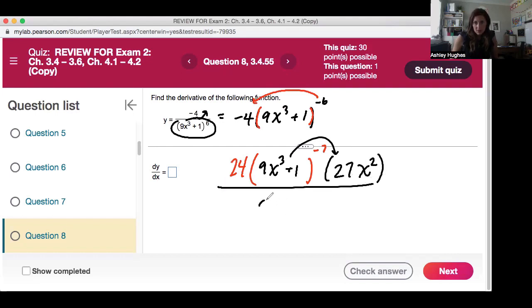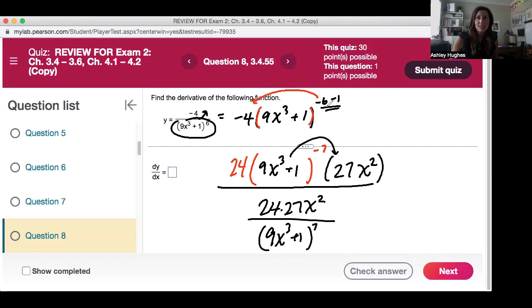And so if you want to simplify, you can multiply 24 times 27, x squared, and then on the bottom, you have 9x cubed plus 1 to the 7th. Again, when you subtract 1, and it's a negative number, it gets more negative. So -6 minus 1 is that -7. And you can multiply this out in your calculator to get that final answer.